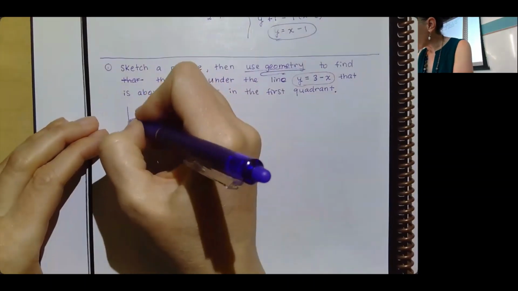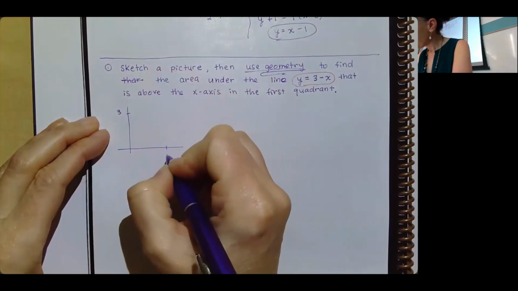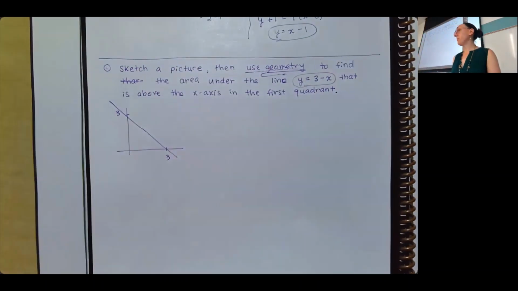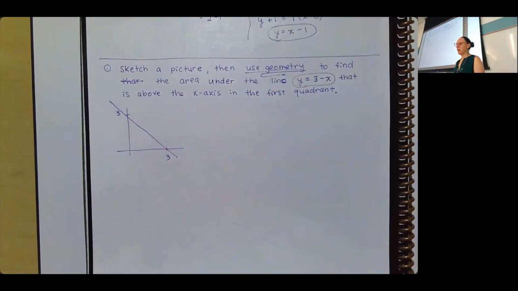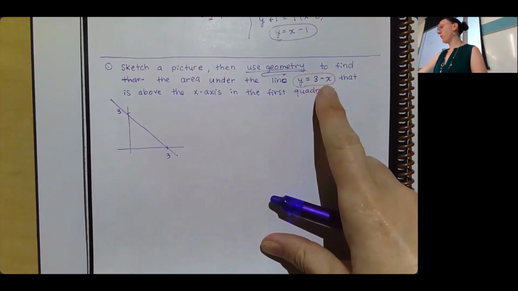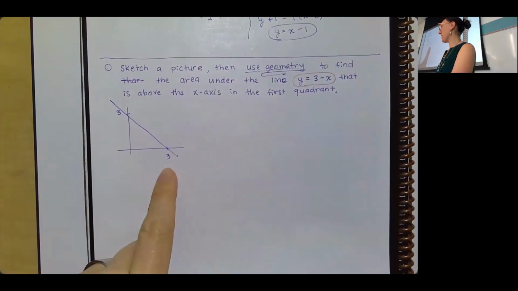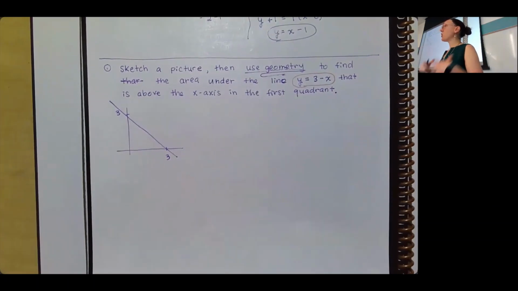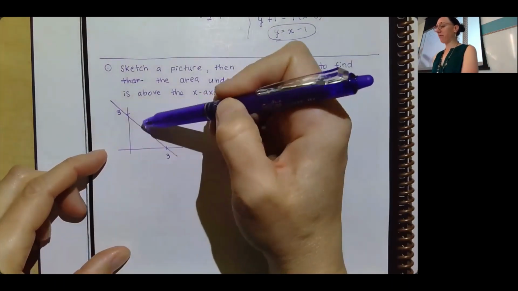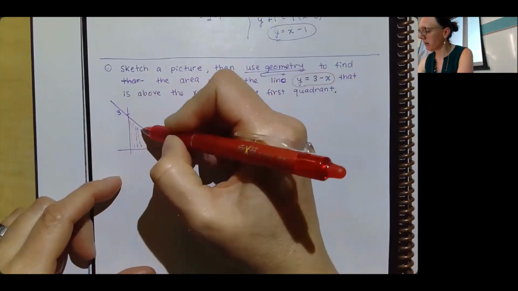Hopefully your sketch looks something like this. I know this is a line with a y-intercept of 3, a slope of -1, which means if the slope is -1, it's also going to cross at x equals 3. So the area that we're talking about that is above the x-axis and in the first quadrant is really this triangle right here.